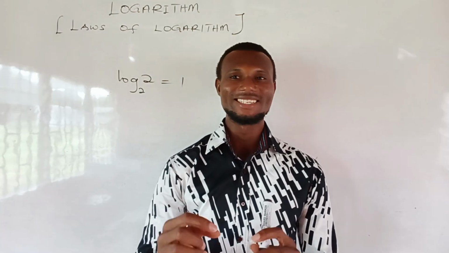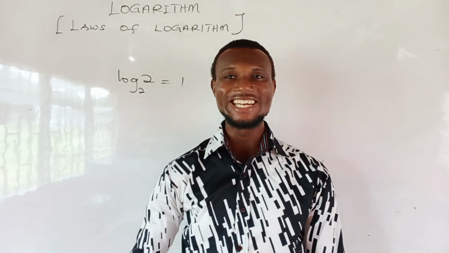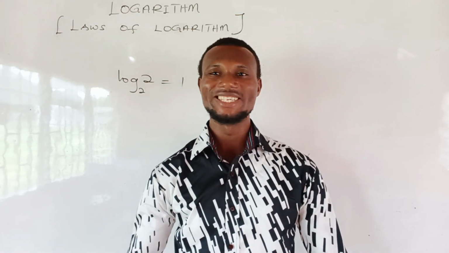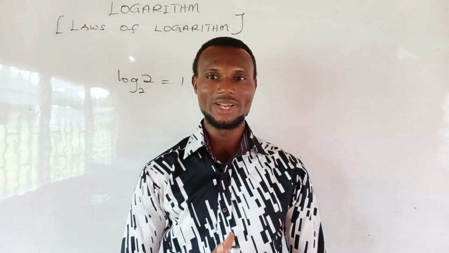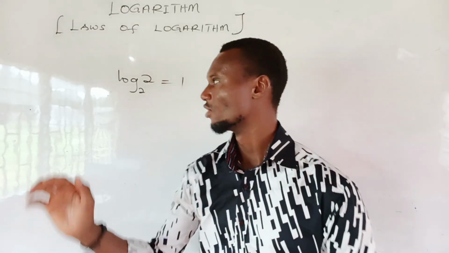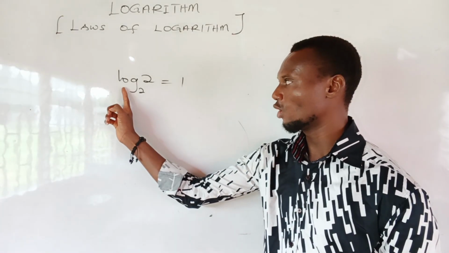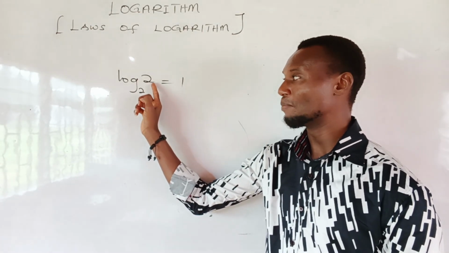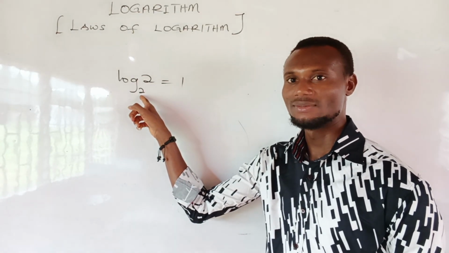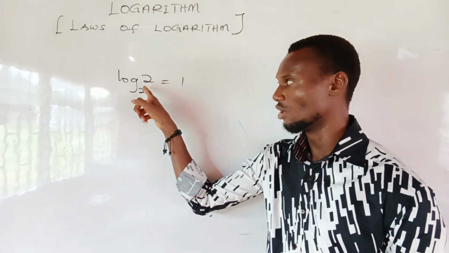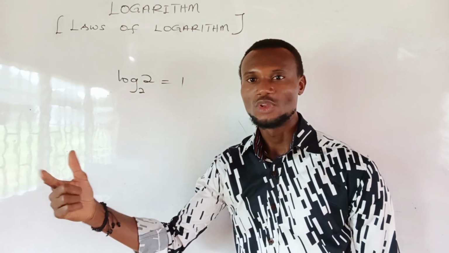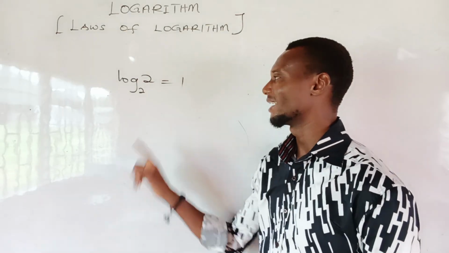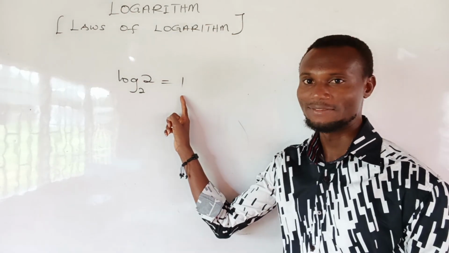Okay, so the log of any number to the base of that same number is always equal to 1. Look at it: I have the log of 2 to the base of that same number. Have you seen it? The same 2 is the base. So the log of any number to the base of that same number is always equal to 1.